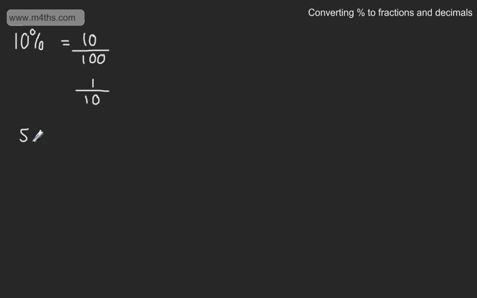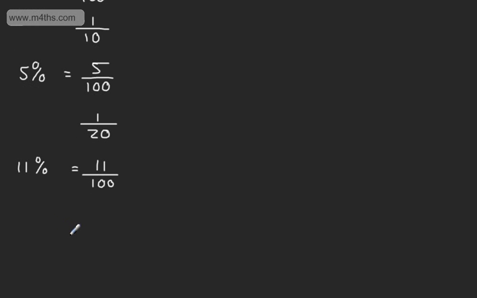If we had 5%, this is going to give me 5 out of 100. We can simplify this fraction, dividing the numerator and the denominator by 5, and that would give me 1 over 20. If we looked at 11%, this would be 11 out of 100. 11 is a prime number, so we can't simplify the fraction anymore, and we just leave it as 11 over 100.